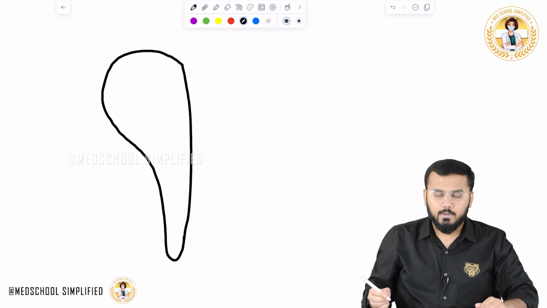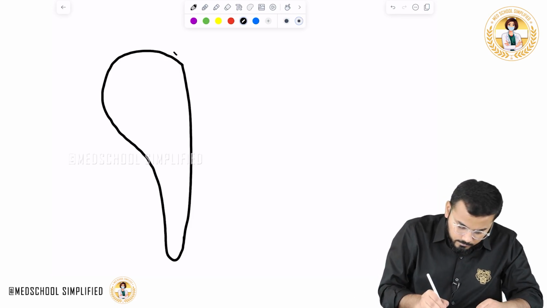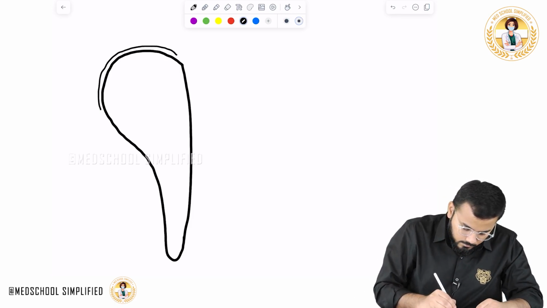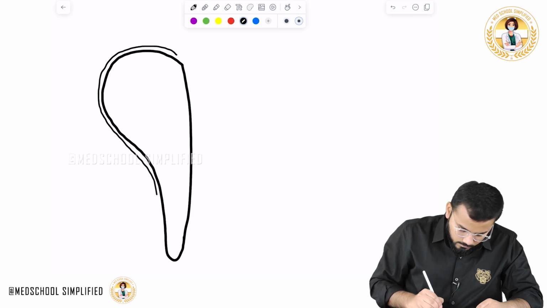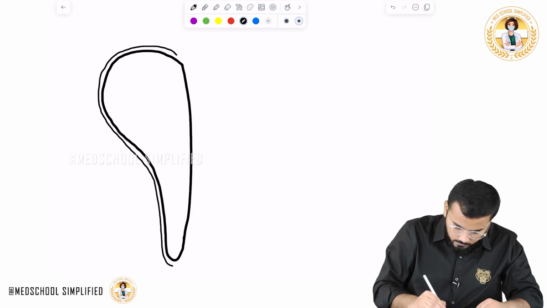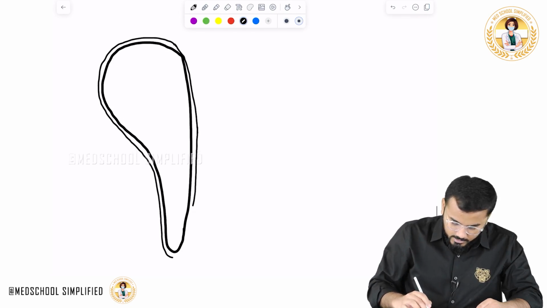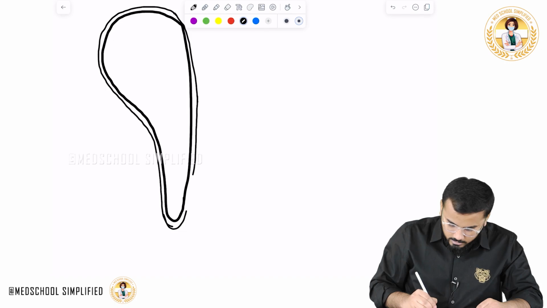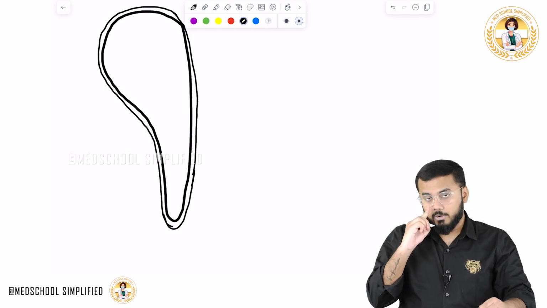This is the root of the right lung. Okay, and remember one thing, the root of the right lung hangs down like this. This is called your pulmonary ligament.